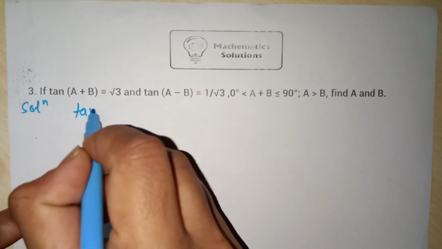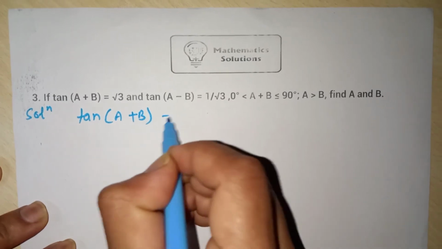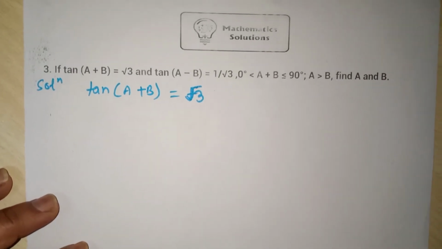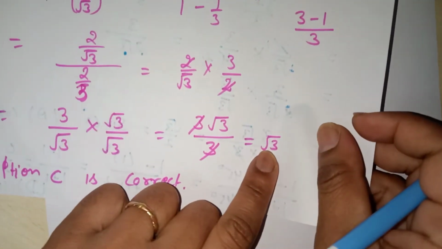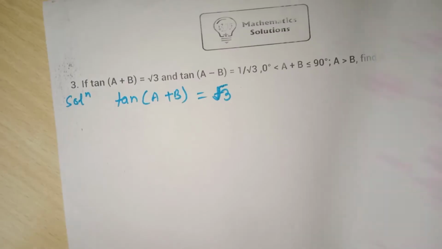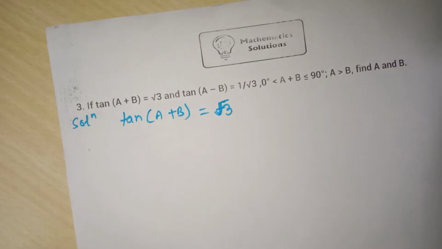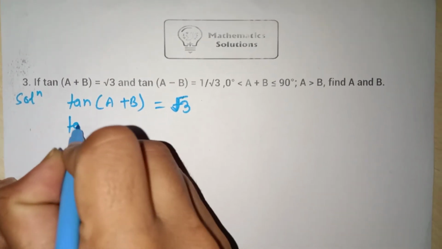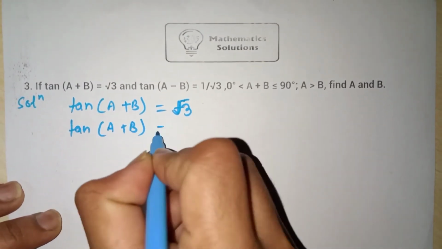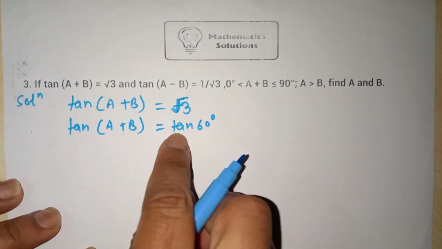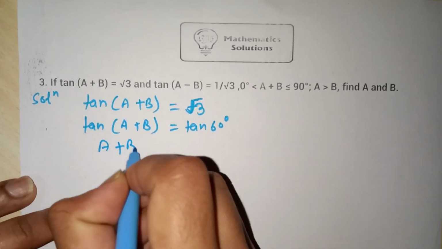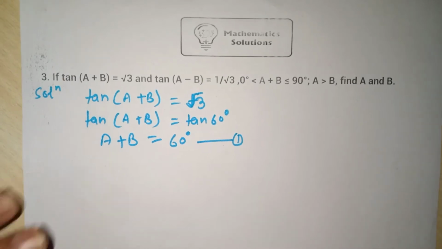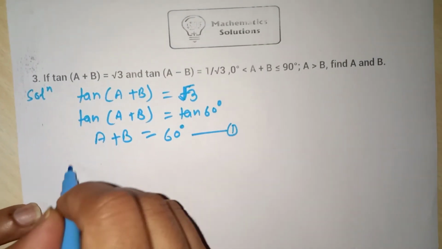First of all, take tangent (a plus b) is equal to square root 3. Now, as we did in the previous question, root 3 is the value of tangent 60 degree. So instead of writing root 3 here, we will write tangent 60 degree in the next step. Now compare the like terms. We are left with a plus b is equal to 60 degree. This is equation 1.